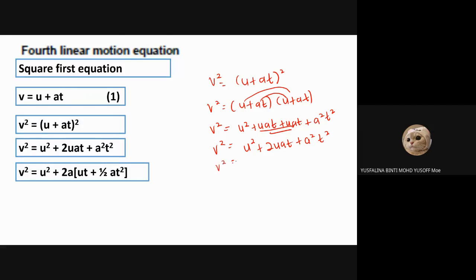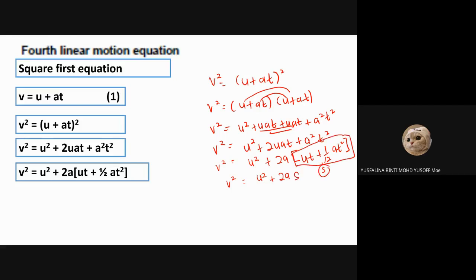And then factorize it. So u squared, and this one you can take out 2a. So you take out 2a from here, and it will be left with ut plus half at squared. And you already know this one is actually equal to s, so plus 2as.